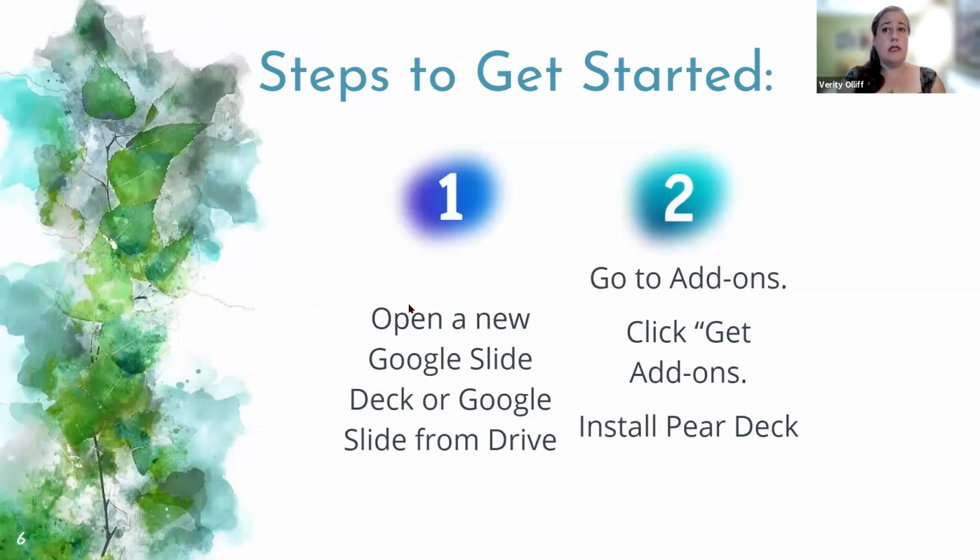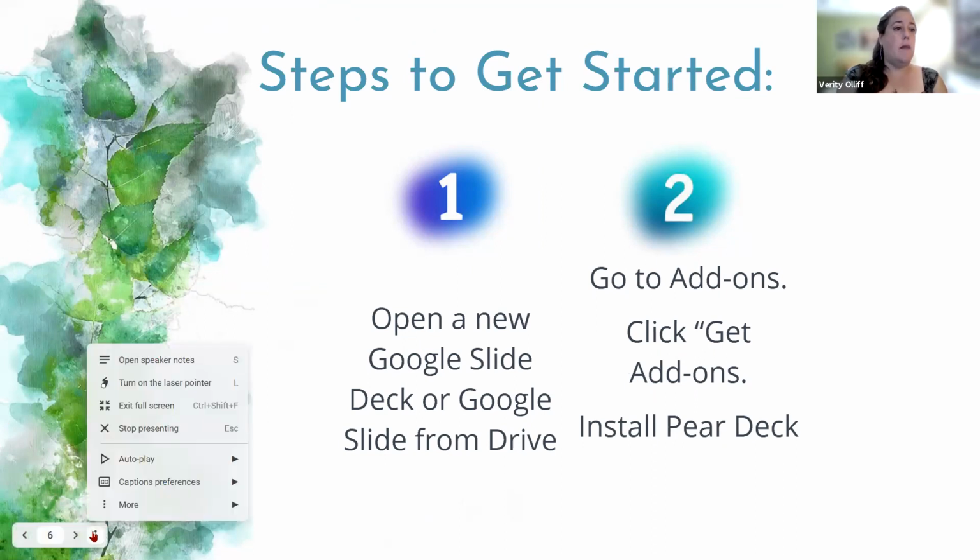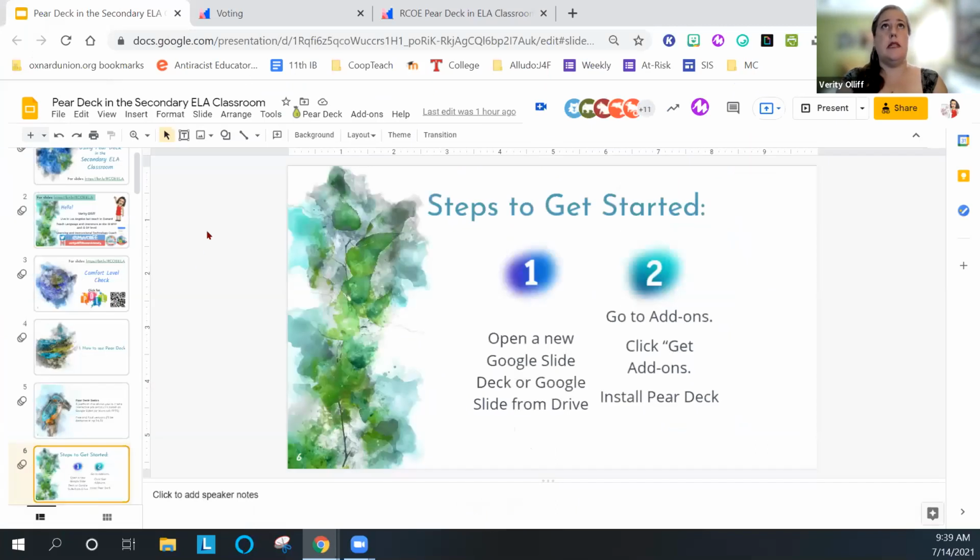First, open a Google slide, or you can open a slide deck from your drive. Then you're going to go to add-ons. You're going to click get add-ons, and then you're going to install Pear Deck. All right, so that is the steps to this. I'm going to actually show you how to do this without presenting.